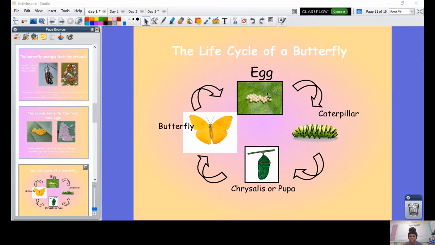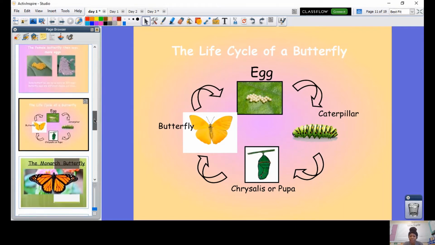So egg, lovely. Butterfly, caterpillar, chrysalis, butterfly, caterpillar. Fantastic. Well done, guys. You really know the life cycle of a butterfly.